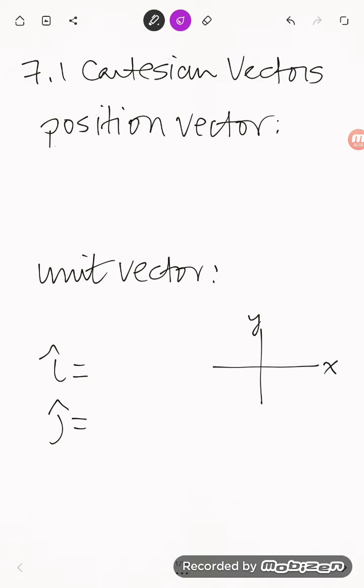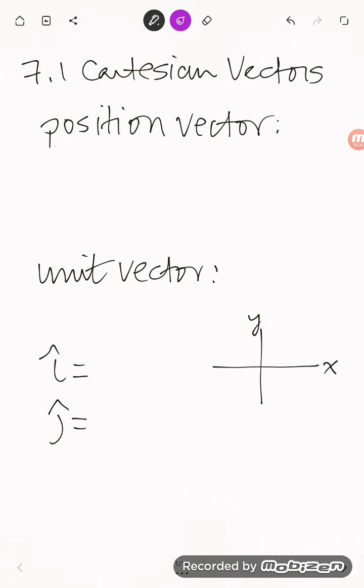We're on to chapter 7 now, and I just wanted to go through some of the concepts in 7.1 Cartesian vectors with you. You should have completed parts A and B in the vectors gizmo on explorelearning.com. So you would have discovered some of these concepts, but I just want to summarize them to make sure everyone understands them well.